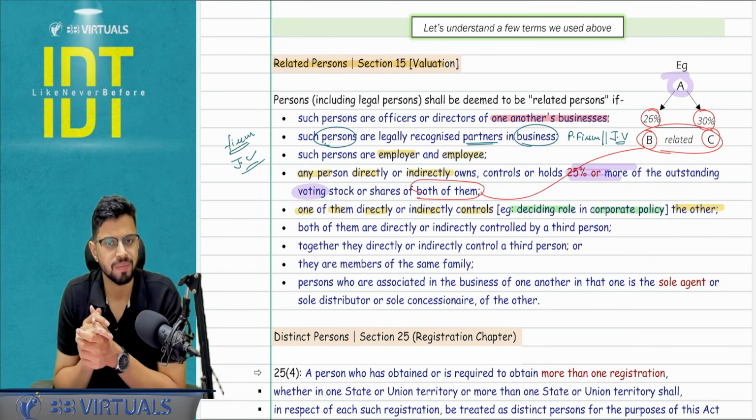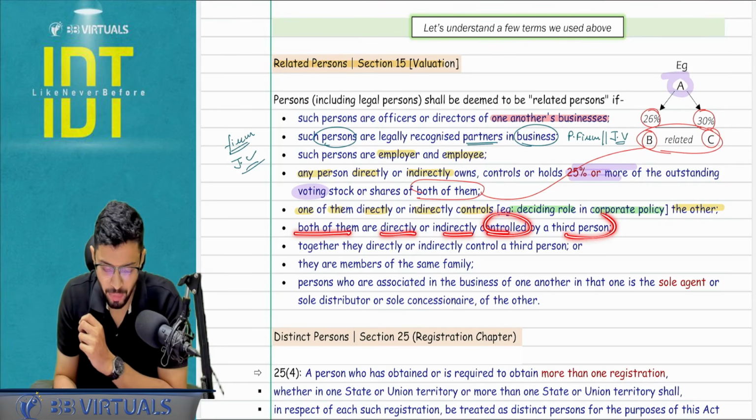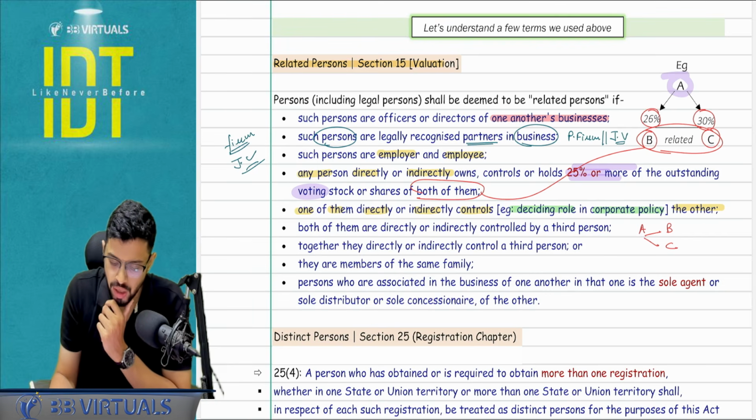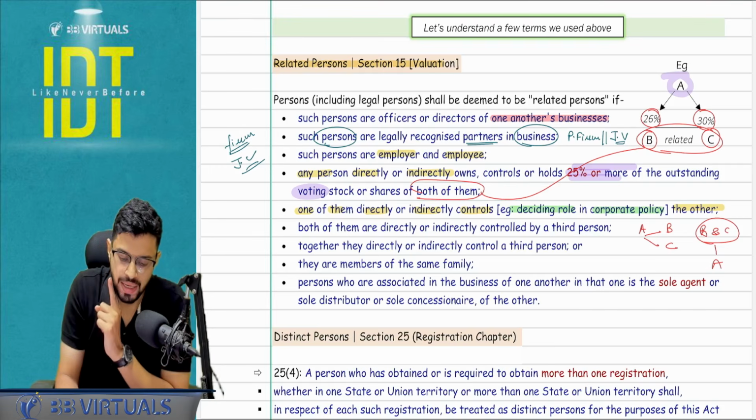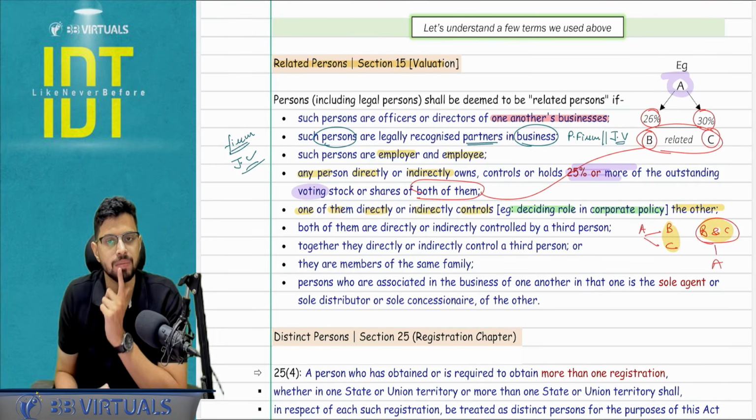But not defined. Similarly, both of them are directly or indirectly controlled by a third person, or together they control a third person. So basically, let's say A is controlling B and C, or B and C are controlling A. So I am saying that related persons here are B and C, B and C.